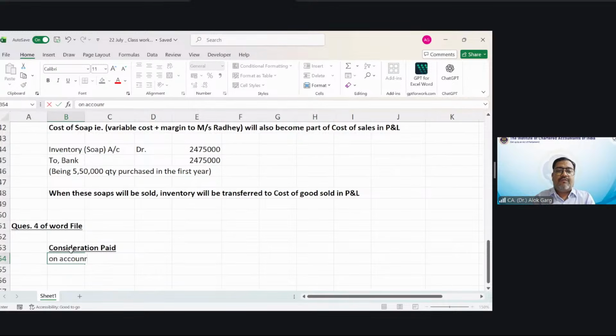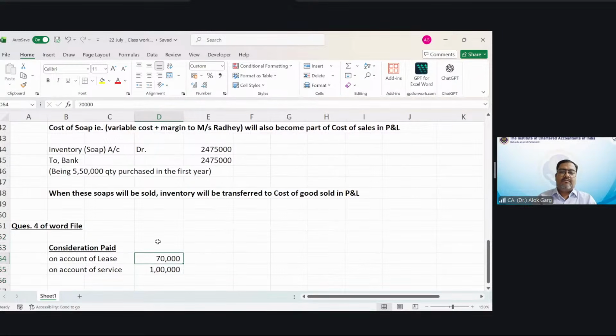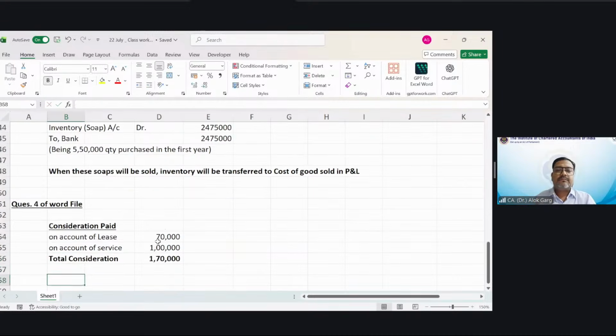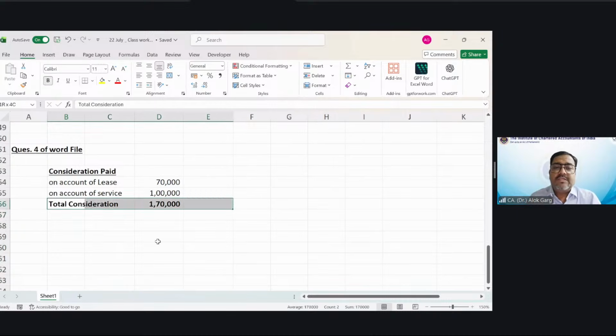On account of lease, on account of service. 70,000, 1 lakh. 1,70,000 total. Total consideration is 1,70,000. Okay.